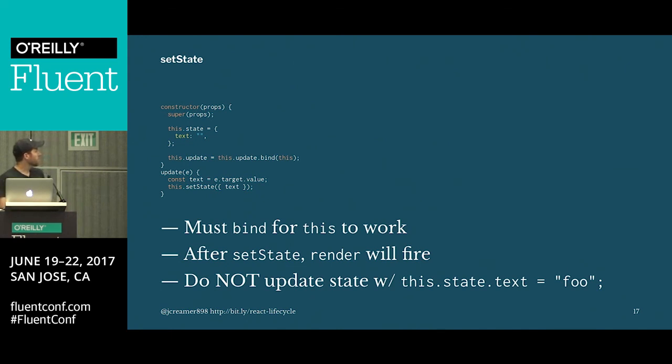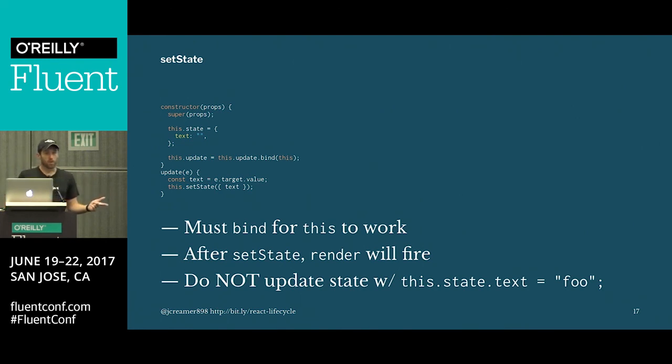So the this.update here is set on the prototype of the class. So what we're going to do is create an instance property called update that binds it to the right this. That way you can call this.setState in your update, and it's going to be the correct this that you think it is. In this case, I would be grabbing the E, which is the built-in synthetic event from React, and I can set the state based on text. As soon as I call setState, our render's going to fire.